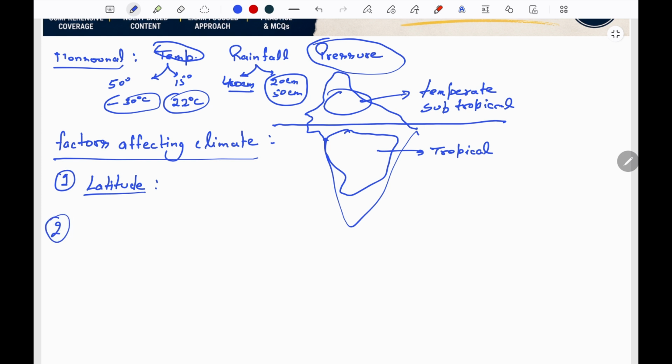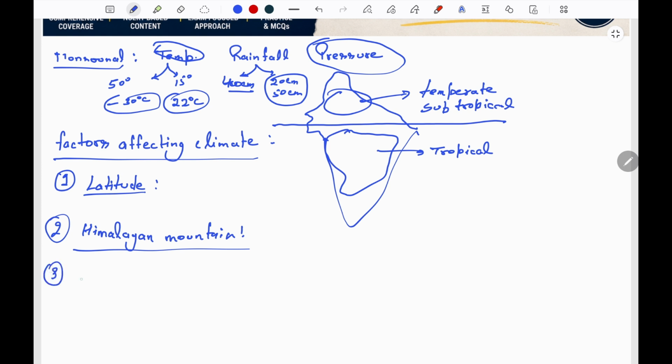Now the second factor that affects the climate is the Himalayan mountains. They are not just a topographical feature, but they also prevent India from the cold Siberian waves and the temperature becoming too low. They also act as a barrier to the monsoonal winds, preventing them from escaping the Indian subcontinent, and that brings the rainfall to the Indo-Gangetic plains and the Himalayan states.